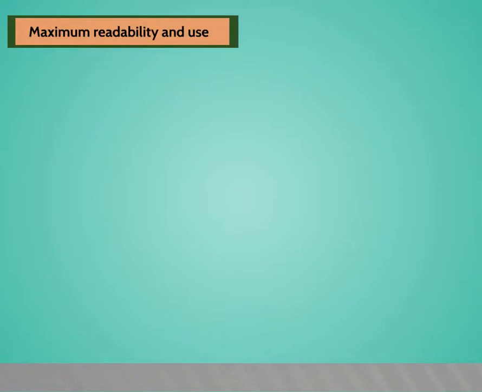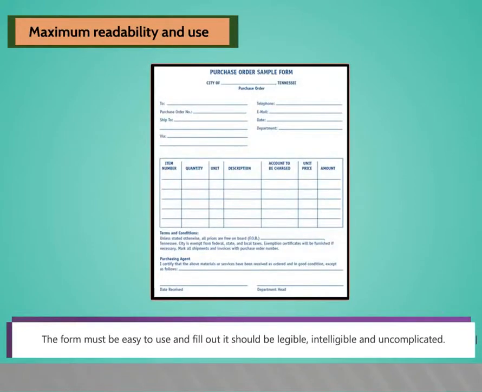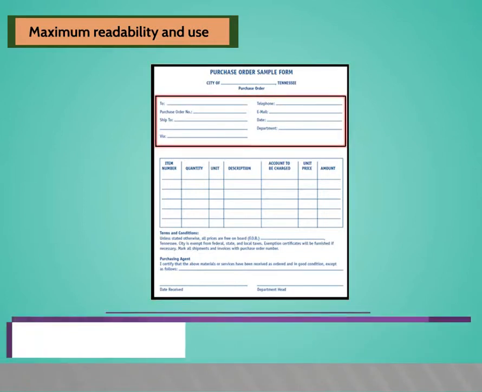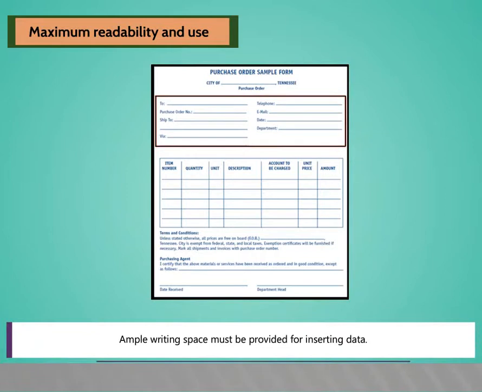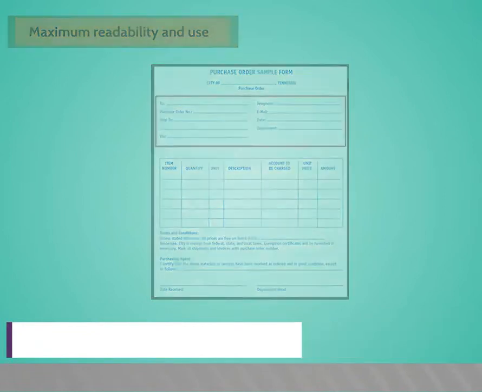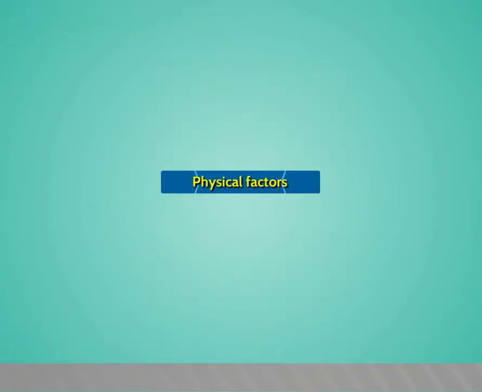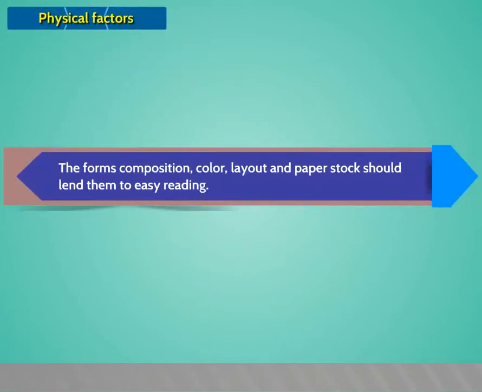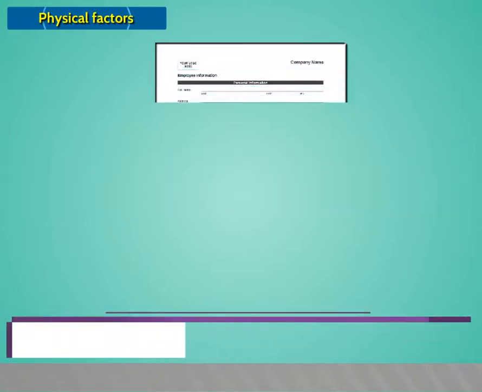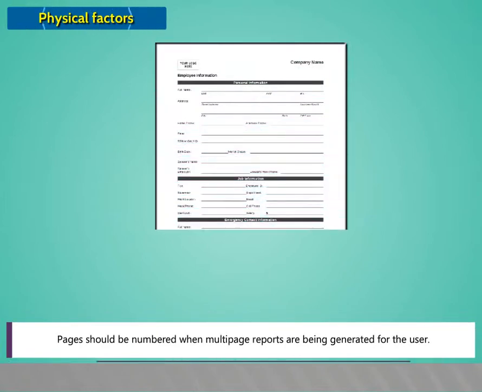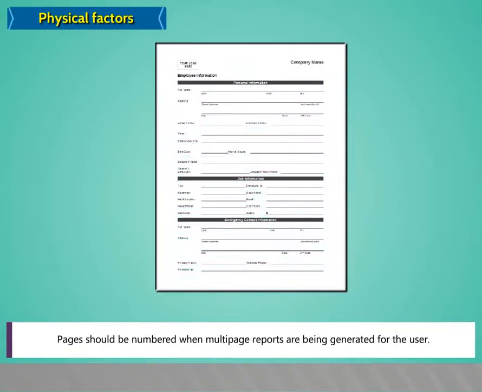Maximum readability and use. The form must be easy to use and fill out. It should be legible, intelligible, and uncomplicated. Ample writing space must be provided for inserting data. Physical factors. The form's composition, color, layout, and paper stock should lend themselves to easy reading. Pages should be numbered when multi-page reports are being generated for the user.